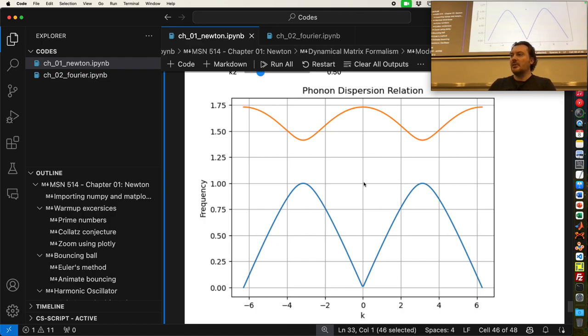Yeah. The ones that go to zero as k goes to zero are acoustic modes. Okay, there are three of them in a normal crystal. And the rest are optical modes. So in every case, three are acoustic modes. Yeah. Okay. Does it make sense?